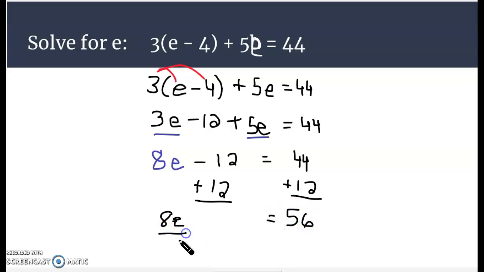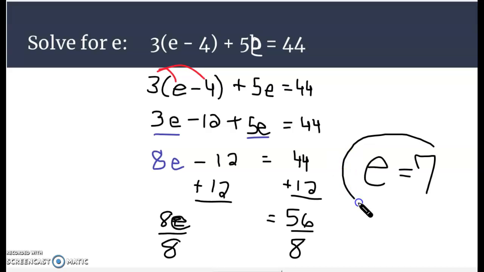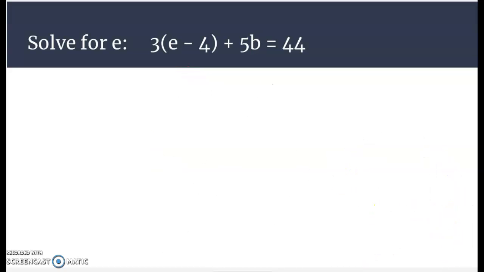And then we're going to divide both sides by the 8. 8 times e, the opposite of multiply is divide. e is going to equal, in this problem, 7. There you go.